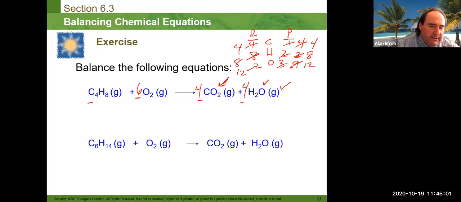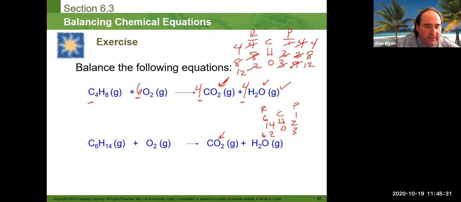So let's take a look at our bottom one here, same sort of table. We have our reactants, we have our products, carbon, hydrogen, oxygen. On the left-hand side, we have, looks like 6, I think. Right-hand side, we have 1. 14 hydrogens on the left, 2 on the right. And oxygens, 2 on the left, and again, our same kind of situation here, 3 on the right-hand side.